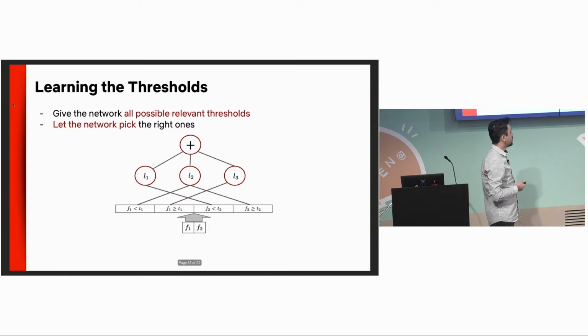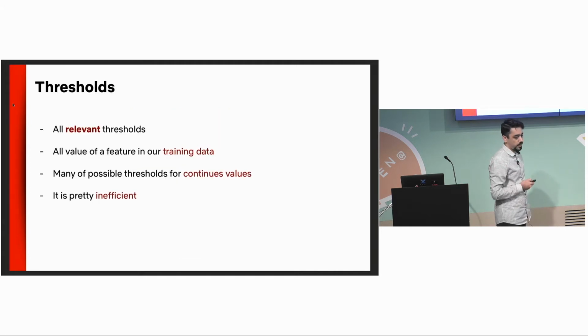And the strategy that we propose is basically we provide all the possible thresholds to the network, and we let the network choose what threshold it needs. But the problem is that providing all possible thresholds is not practical. But the key point is that we only need to provide the relevant thresholds. Let me give you an example.